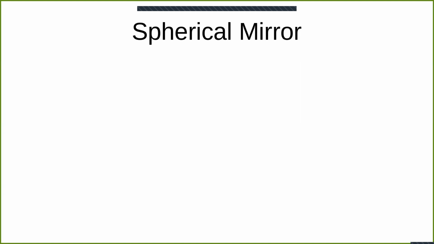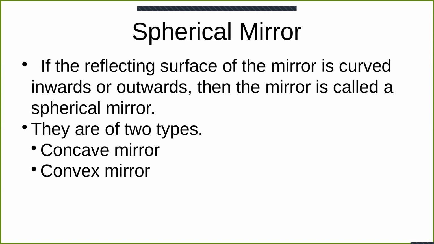spherical mirror. We already discussed in the previous video the types of mirrors. First one is the plane mirror, second one is the spherical mirror. Then what is the spherical mirror? If the reflecting surface of the mirror is curved inwards or outwards, then the mirror is called a spherical mirror. Spherical mirror means it is in a spherical, round shape. In that round shape, if the curved inward part or the curved outward part is the reflecting surface, then it is called a spherical mirror.